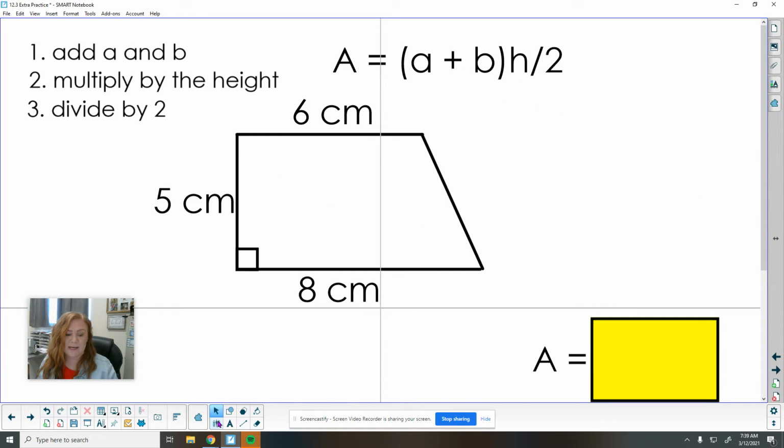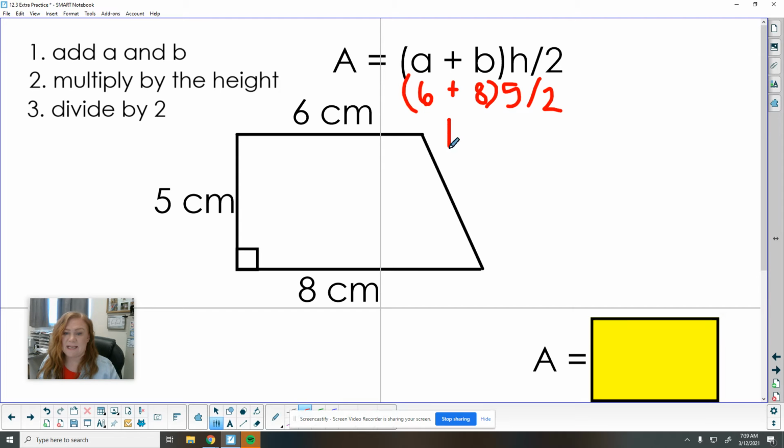Okay, so let's try number 2 here. I want you to plug in the information that we know. So plug in A and B and H, and then come back and check. One of the bases is 6. The other base is 8. And we want to do that first, so we need those parentheses around it. My height from the right angle is 5, and then we'll have to cut it in half. So go ahead and add, then multiply, then divide, and then come back and let's check our work.